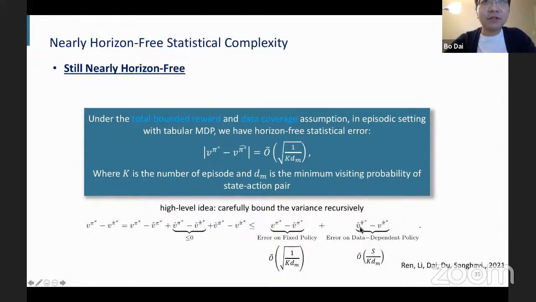You need to carefully handle the dependence in these two terms. But here it's not, because you see the policy is given. It's never related to your data. So it's just a policy evaluation, but here it's not. So we need some actual effort to make it eventually bounded by this term.